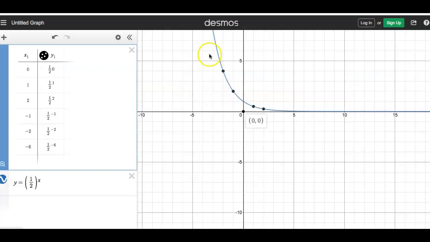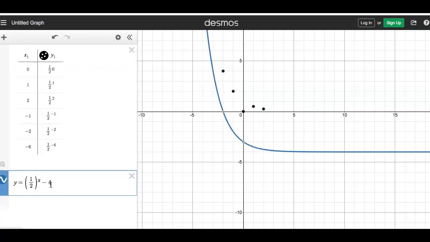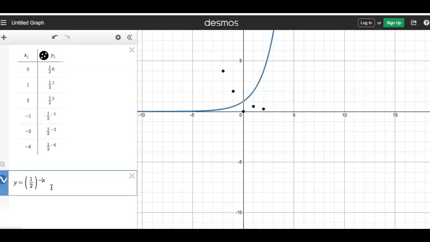So when you have 1/2 to the power of x, it's going to get smaller and smaller and smaller. So the horizontal asymptote is going to be over here. All the other stuff still applies. If I add 3, it moves it up 3. If I subtract 4, it moves it down 4. If I flip it around, then it's going to look the same as 2 to the x power. So hopefully that gives you kind of an idea of what you'll have to do.